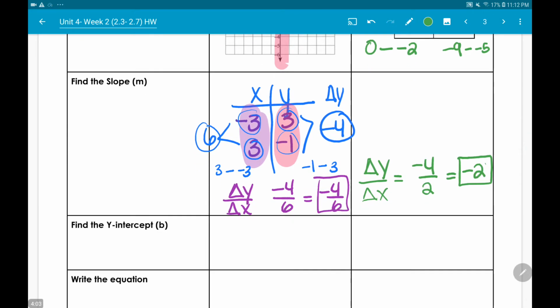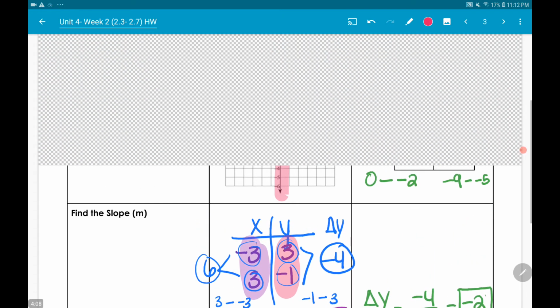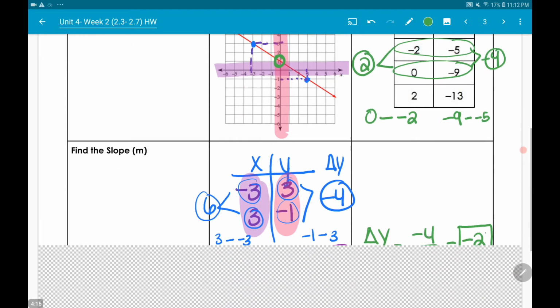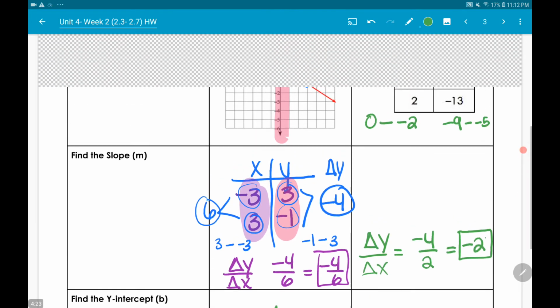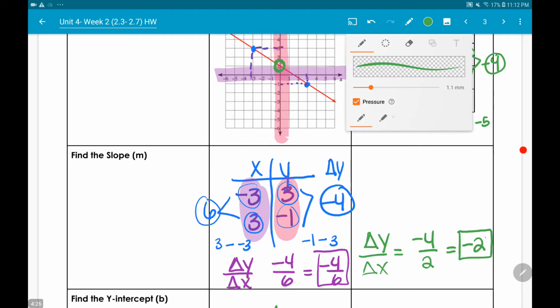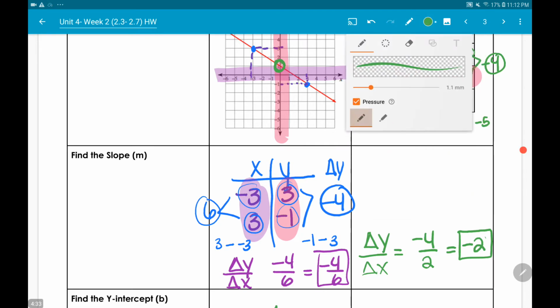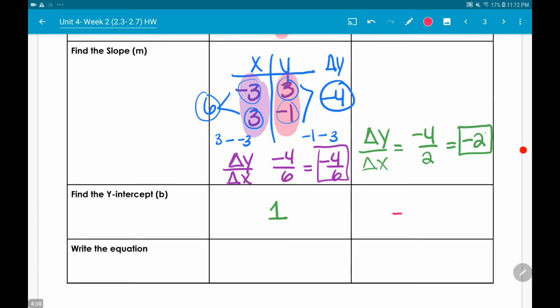Next, now I need to find my y-intercept. We already highlighted our y-axis in this case, so I'm just looking for where it crosses the y-axis. I see that it crosses it at 1, so that means my y-intercept is 1. In my table, y-intercepts are when x is equal to 0. So in this case, my y-intercept is -9.